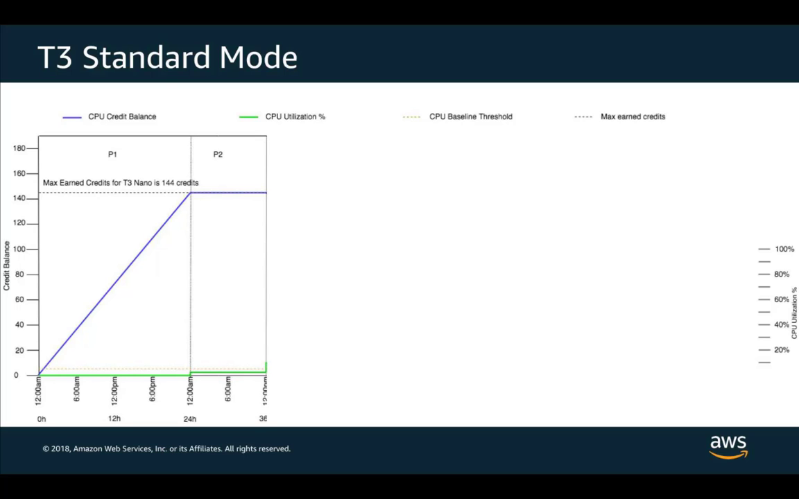Here's period 2, which is the next 12 hours. The instance is now running at 2.5% CPU. Technically, it is earning 6 credits per hour and spending 3 credits per hour when running at 2.5% CPU for the next 12 hours. But since the max credits have already been reached at 144, the bucket is full and the credits don't accrue beyond that level, 144. So that's why you see that the graph remains flat at 144.